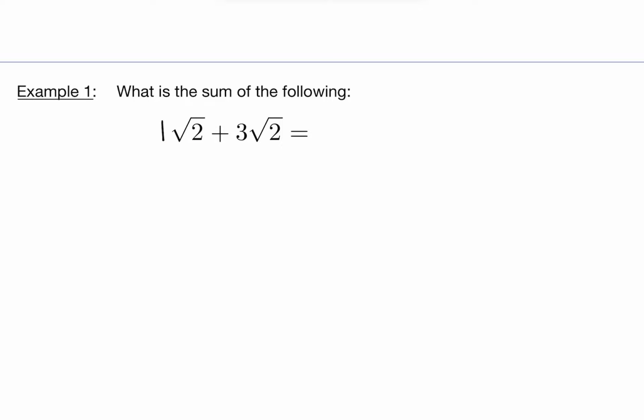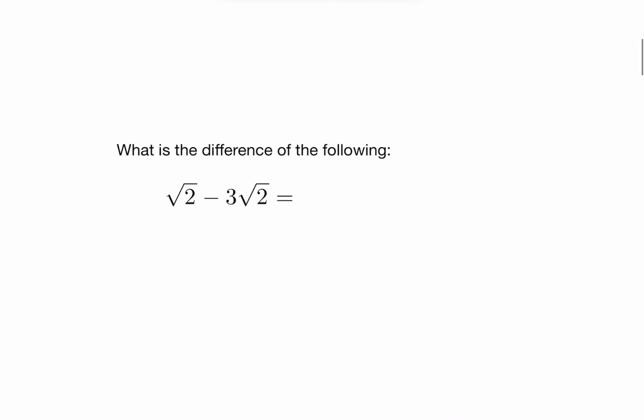That is the same thing as saying 1 apple plus 3 apples. So 1 plus 3 gives us 4 square root of 2. Now adding those together was pretty straightforward because we were adding like terms.